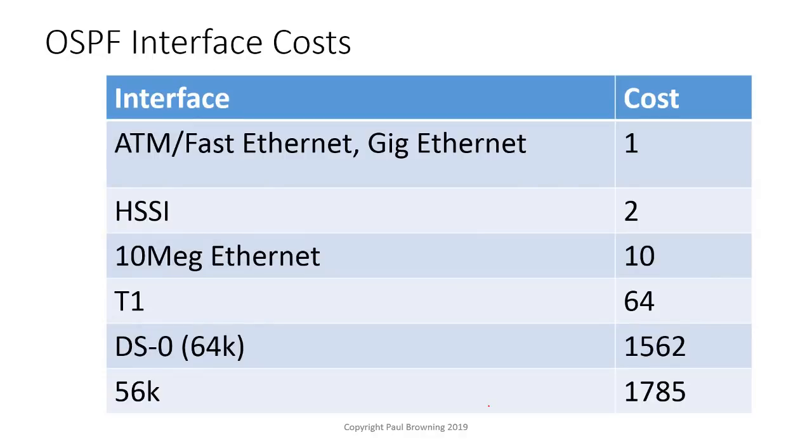Your OSPF interface costs, again, this is a multiple choice question. You'll have a list, or it could be a drag and drop, and it will say like your OSPF cost, drag it to the correct interface type, and you will drag it to whichever the corresponding type is, and then the lowest is 1. So even if it's ATM, Fast Ethernet, or Gigabit Ethernet, it all still gets the same value.